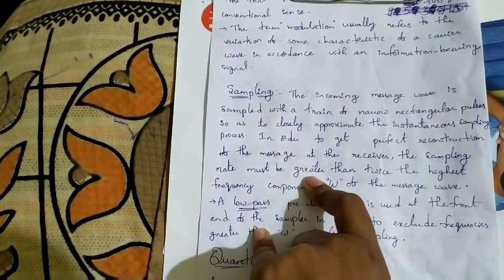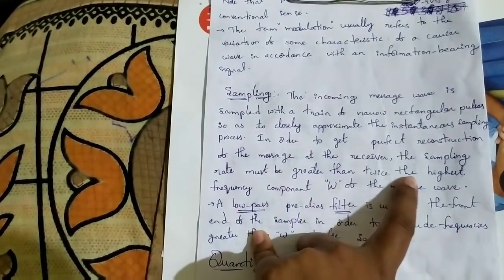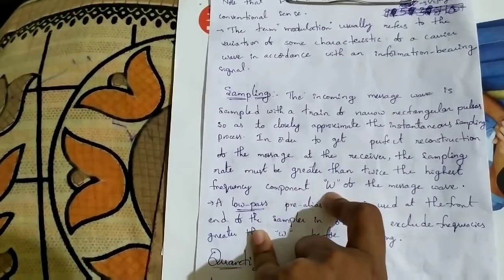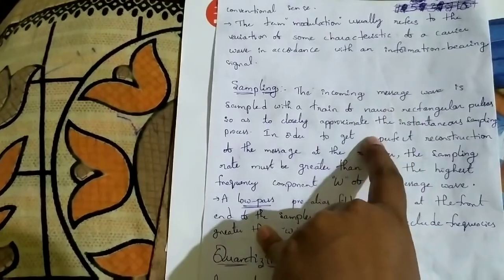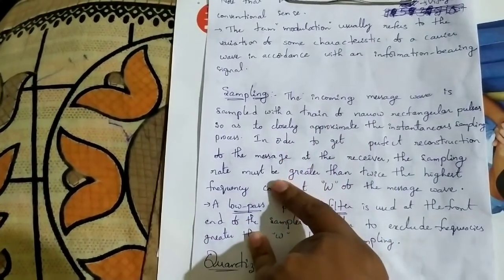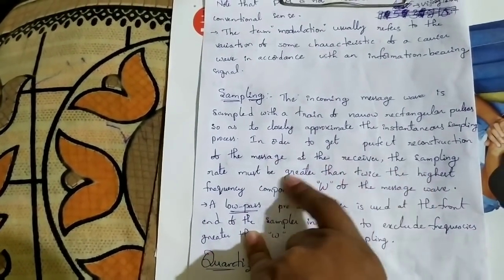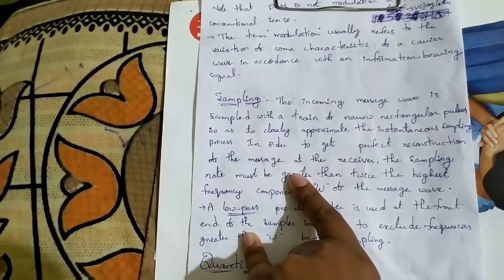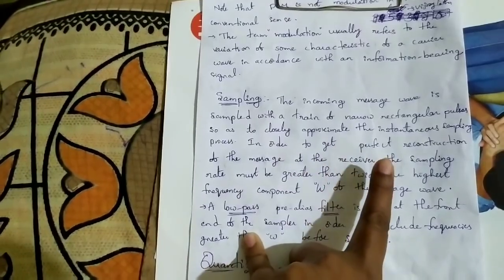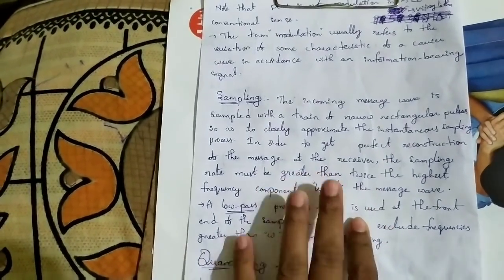The sampling rate must be greater than twice the highest frequency component omega of the message wave. This is the condition for the sampling. It should be greater than twice the highest frequency component omega of the message wave. Then only we will get the perfect wave at the receiver. So this is about the sampling.